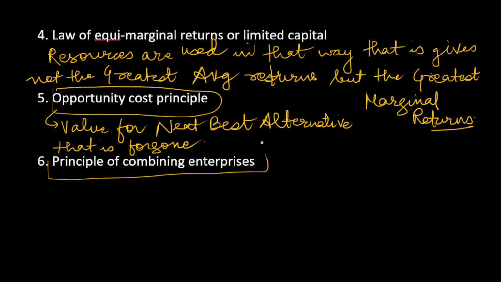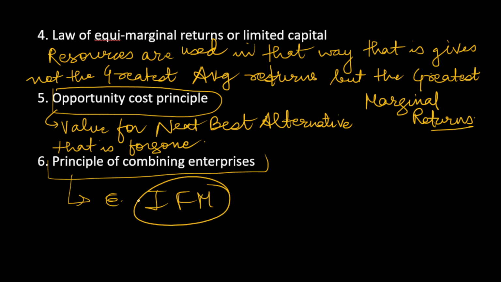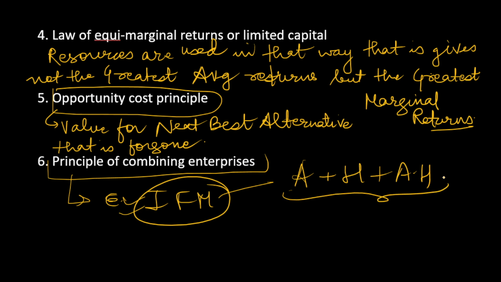Next is the principle of combining enterprises. So here we will combine the products so that it is better to know their relationship and we get a good amount of returns. Here we combine various enterprises. For example, integrated farming system. What is this? It is a kind of principle of combining enterprises, because we are combining various enterprises. We are combining agriculture, horticulture, and animal husbandry, and all these have a positive relationship and give us the best returns. So this is what the principle of combining enterprises is. So these were the farm management principles.